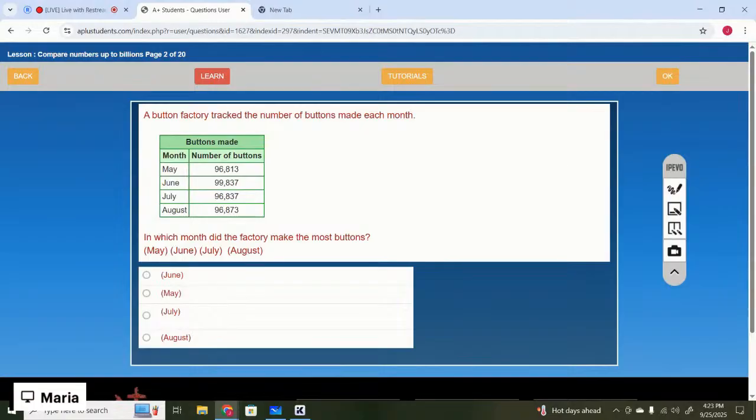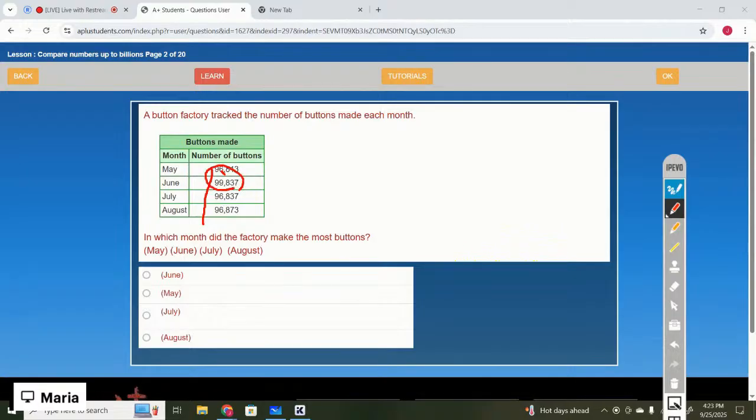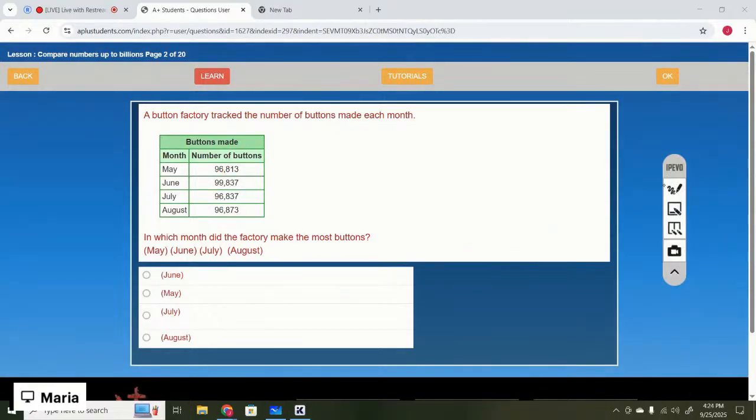A button factory tracked the number of buttons made each month. In which month did the factory make the most buttons? So you have to compare the numbers. Let's look at the digit at the highest place value, 9. They all are exactly equal. The second one is 6, 9, 6, 9. So 99,837 is the most. That would be in June. The correct option is June.